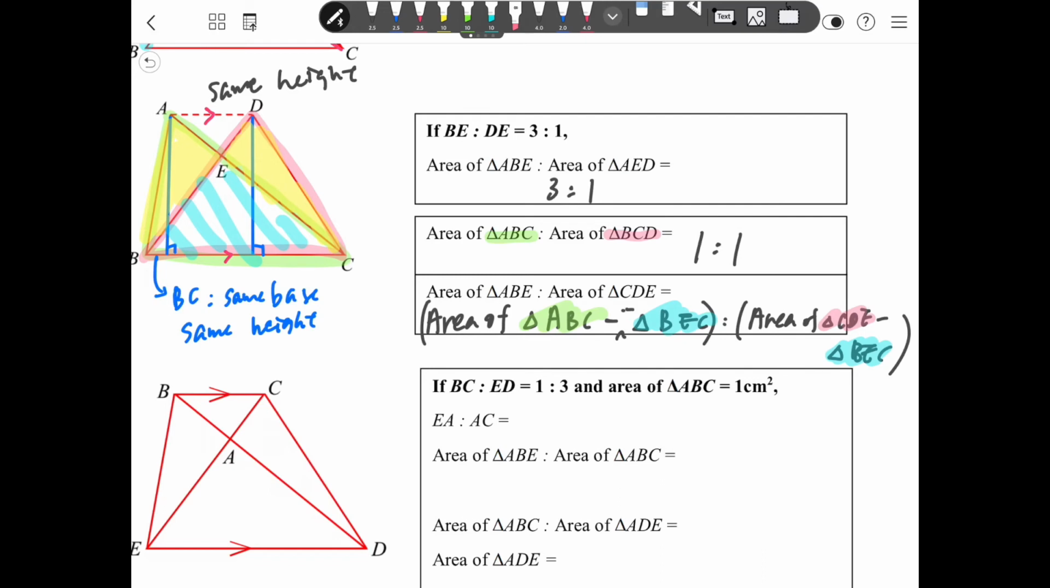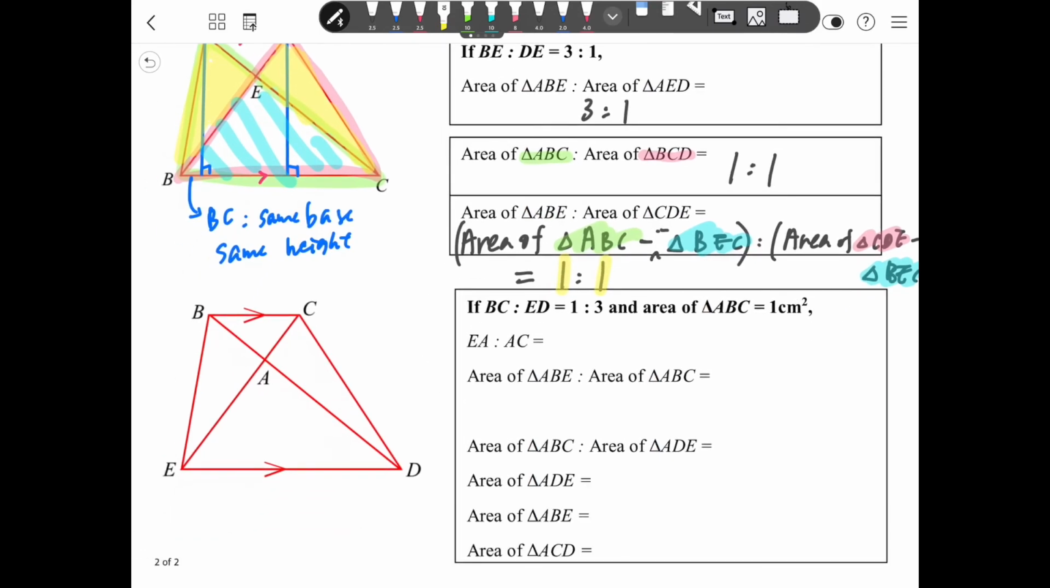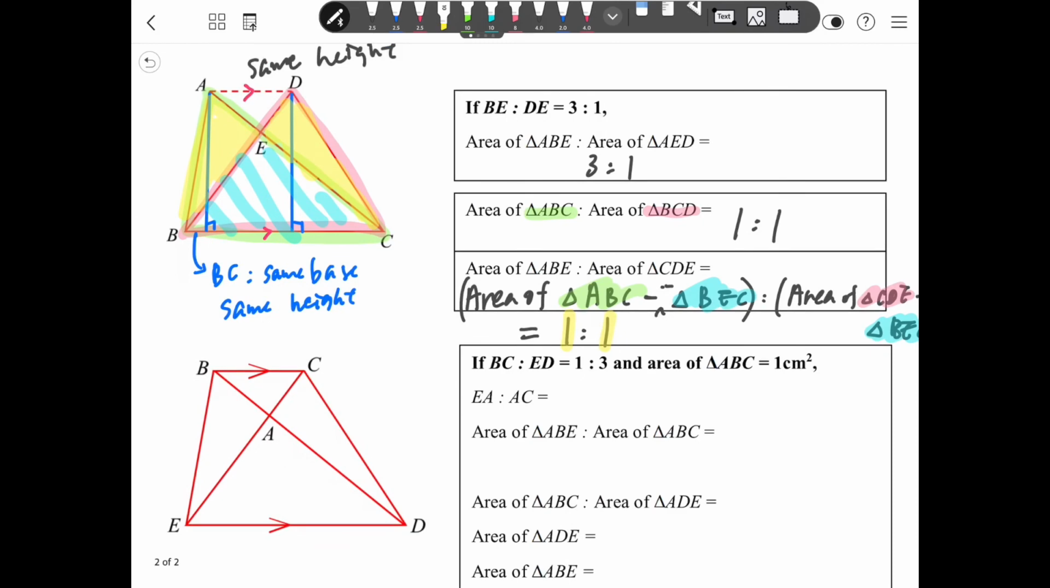So may I know, would the area be actually the same? Yes. Then it means also 1:1 ratio. That will be the yellow area. So you can see, whenever you have a trapezium, we will find out that these two small yellow triangles are exactly the same area, because we use the larger one minus the blue overlapping area here. Okay, so let's try another question.